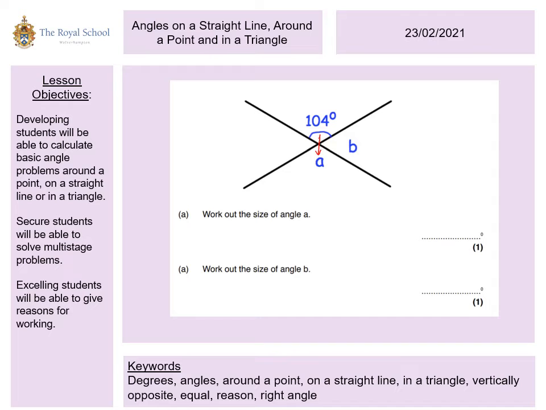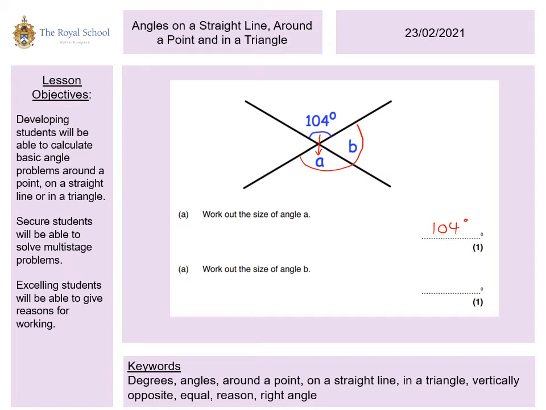Well, it's opposite 104 degrees here, so this is also 104 degrees. Work out the size of angle B. Now, it doesn't matter which way round you go for it here. This could be A and B together on a straight line, and we know what A is.